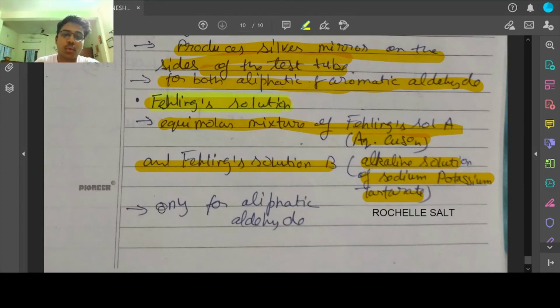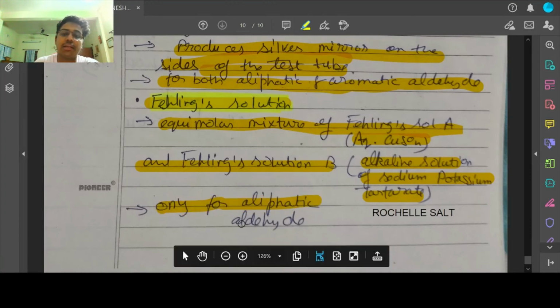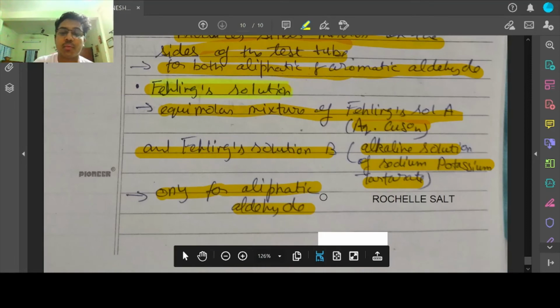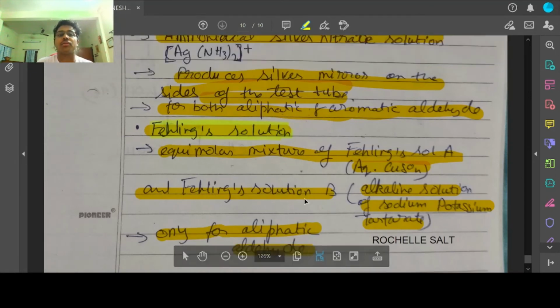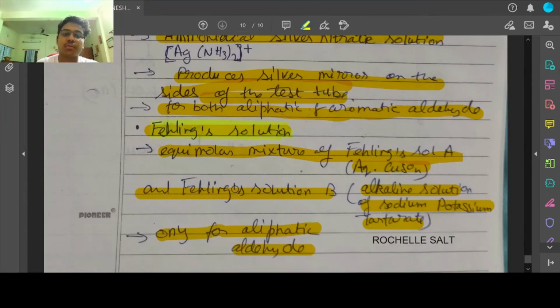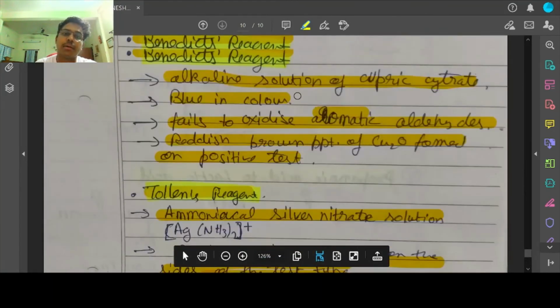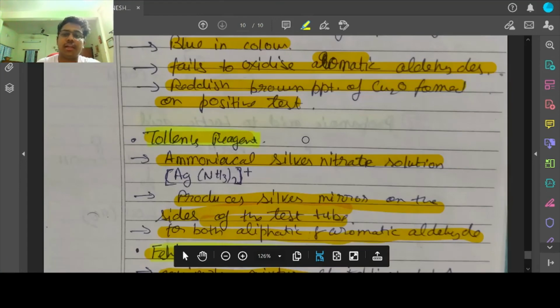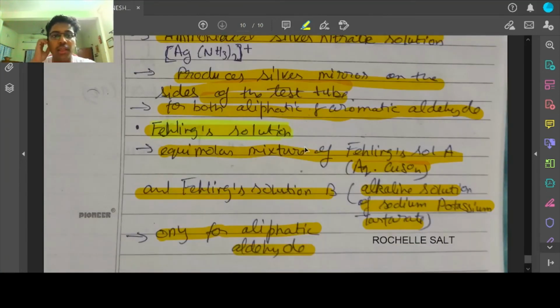So it works only for aliphatic aldehyde. You need to remember this point. Tollens used to work for both aliphatic and aromatic. Fehling's works only for aliphatic, and Benedict's also works only for aliphatic. So only Tollens reagent works for both, and Fehling's and Benedict's work only for aliphatic aldehyde. It is used in the identification of aliphatic aldehyde.